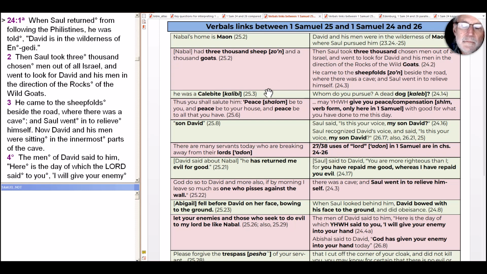Here's one we'll look at in more detail when we get to chapter 25. But Nabal is called a Calebite, which has 2 possibilities. Either he's a member of the tribe of Caleb, the one person who survives the time from Exodus into the Promised Land. Moses doesn't, just Caleb. Or the meaning of it, which is dog. And so we can see that on the right side here from 24:14, David is saying to Saul, "Whom do you pursue? A dead dog," which is Caleb.